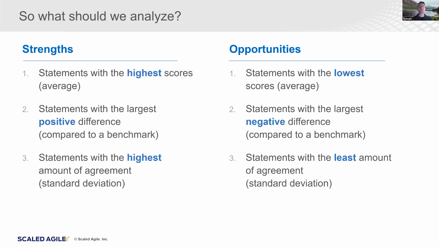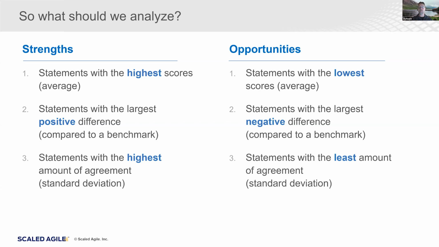When looking at the opportunities, then again, we want to look at what are those statements with the lowest scores. These are going to be our best opportunities to really make the most movement on and be able to target those. Statements with the largest negative difference against the benchmark. Again, compared to others, we're not doing quite so well in this area. So if we really want to be competitive, we probably should focus on those areas to be able to improve.